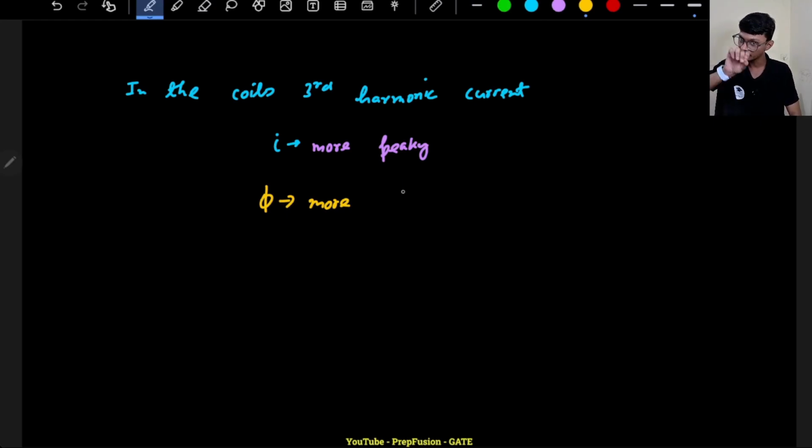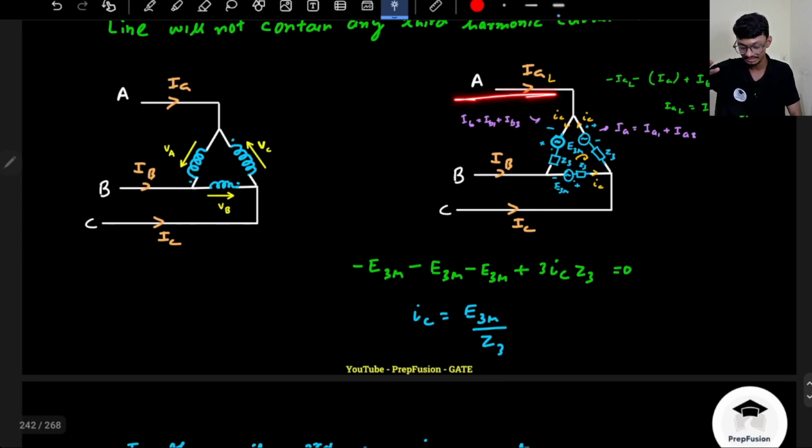So my third harmonic currents are also flowing. There is no third harmonic current in the line, so there will not be any interference in the line, right? No interference in the line. Third harmonic current is flowing, okay, and so my flux is also purely sinusoidal.